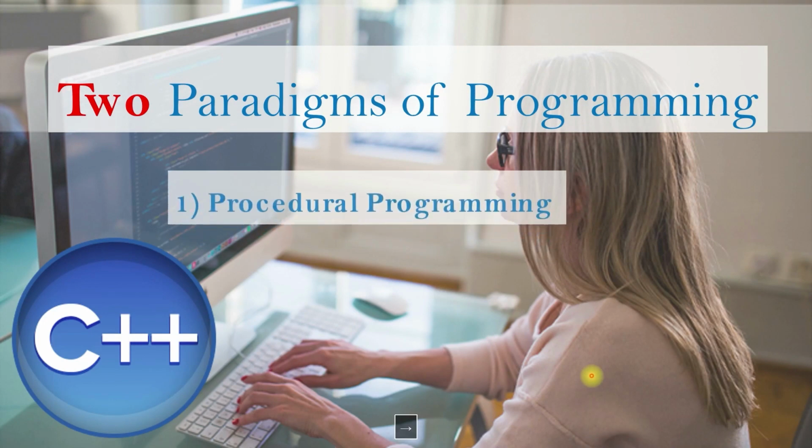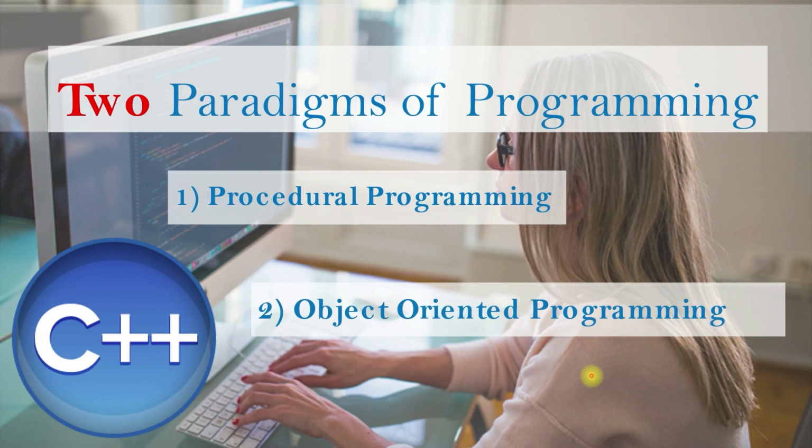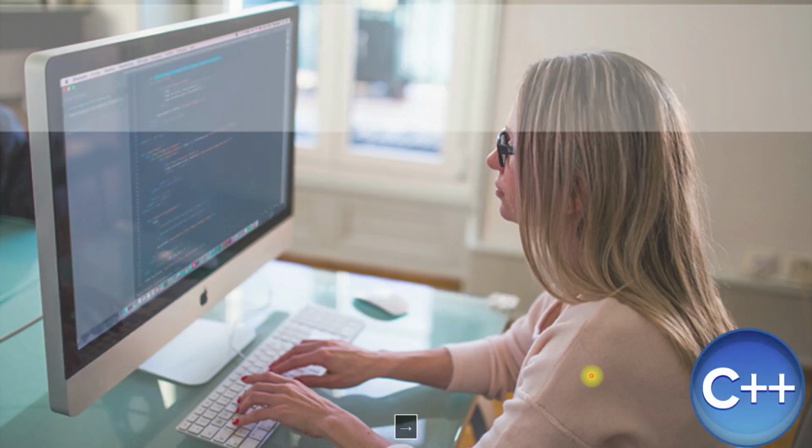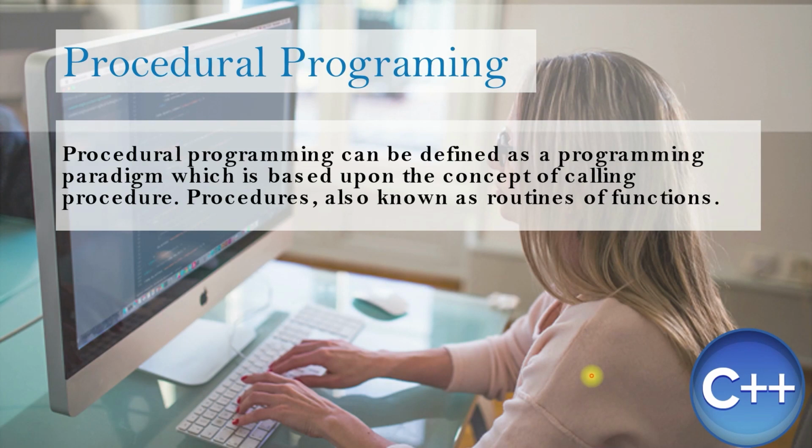As I told you before, we have two paradigms of programming. The first one is procedural programming, and the second one is object-oriented programming. What procedural is, what object-oriented is, I will tell you. Procedural programming can be defined as a programming paradigm or pattern which is based upon the concept of calling a procedure. It means upon a concept which is called what? Procedure. And procedures are also known as routines or functions.